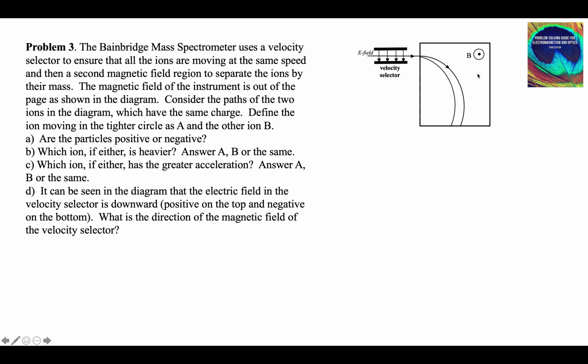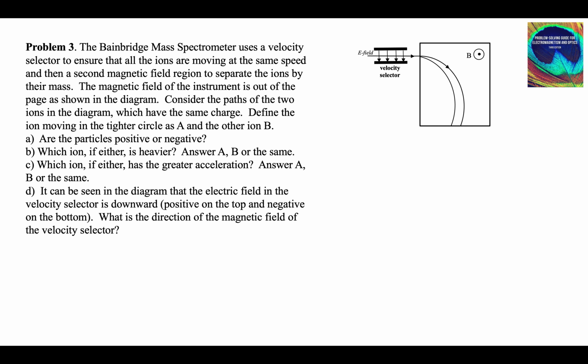The magnetic field is out of the page. In the magnetic field region, there's two ions. One's traveling in this radius, the other's traveling in this path, a smaller radius. Define the ions moving in the tighter circle as A and the other as ion B. First of all, are the particles positive or negative?